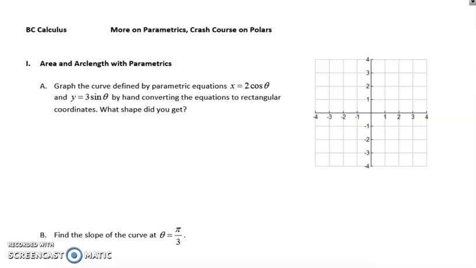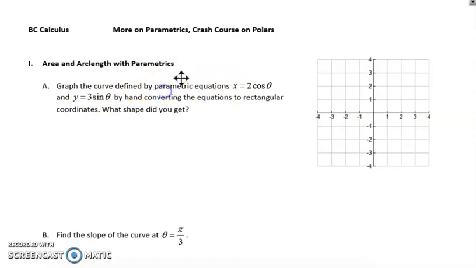All right, we're starting day 2 of our crash course on polars and a little bit more on parametrics. So what we're going to do is blend in the concept of polars with parametrics, because as you know, polars are written in terms of theta. So we have x equals something with theta and y equals something with theta. These are actually parametric equations right here.